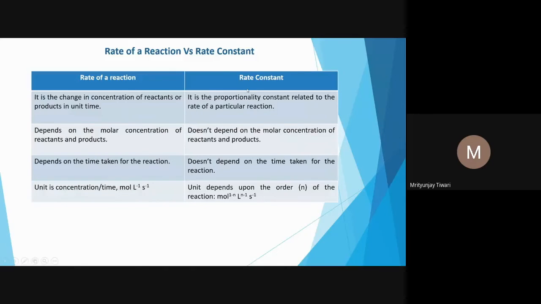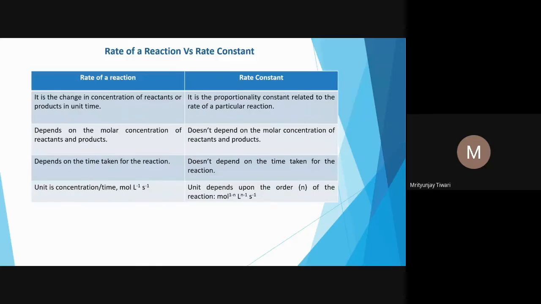From the rate law one can obtain the difference between the rate of a reaction and a rate constant. The rate of a reaction is the change in concentration of reactants or products in unit time. The rate constant is a proportionality constant related to the rate of a particular reaction. The rate of the reaction depends on the molar concentration of the reactants and products. The rate constant doesn't depend on the molar concentration of the reactants and products.